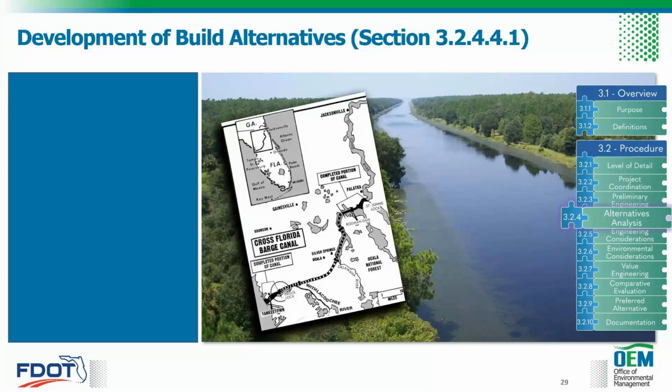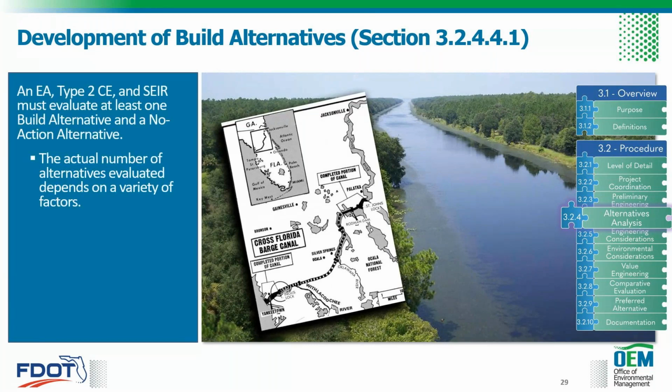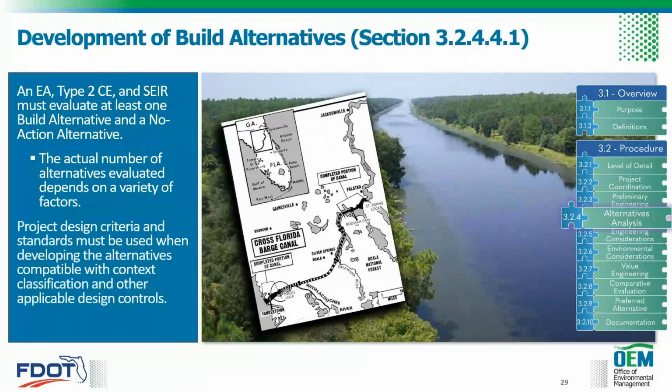Now moving on to the development of build alternatives. So the number of build alternatives to be analyzed in detail during the PD&E study must be relative to the size and complexity of the project. So think back to that level of detail of analysis slide and how that corresponds to our class of action. So an EA or a Type 2 categorical exclusion or SEER project must evaluate at least one build alternative and a no-build alternative. Additionally, the build alternatives must be developed using the design controls and associated design criteria set forth for the facility. As such, only viable or reasonable build alternatives should be evaluated in detail. So you're only doing the deep dive on the viable or reasonable build alternatives.